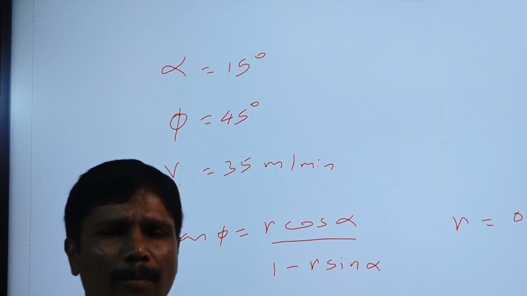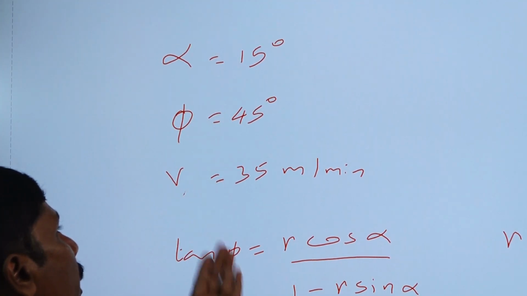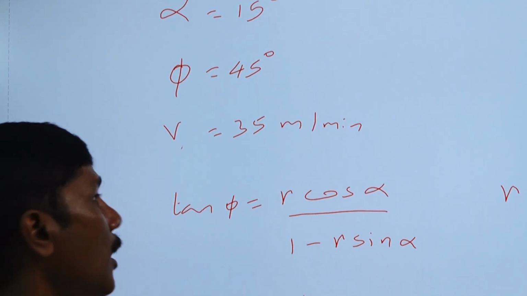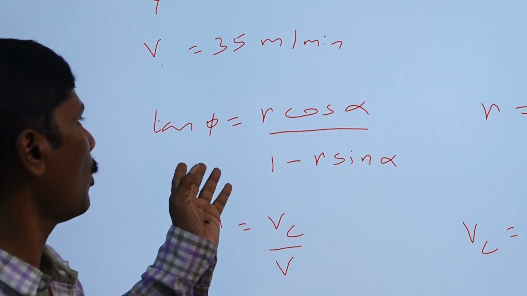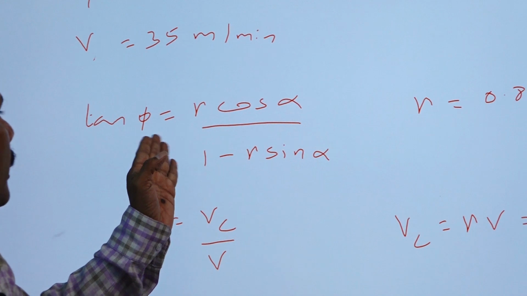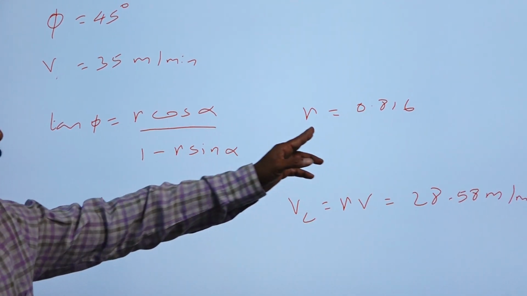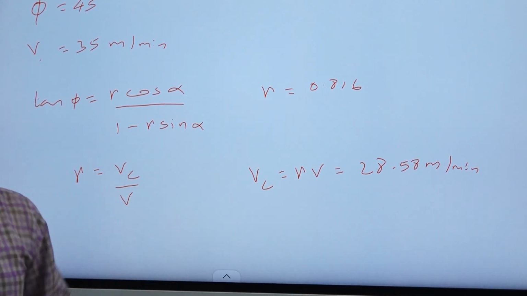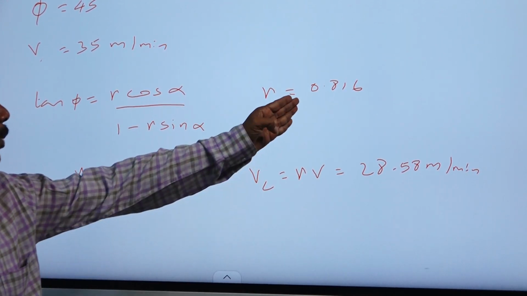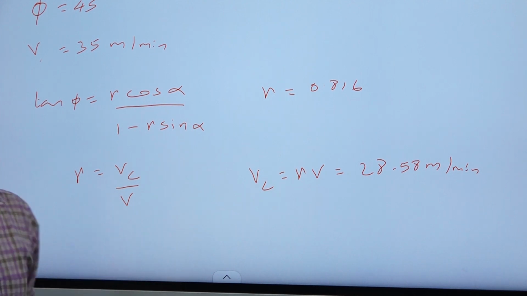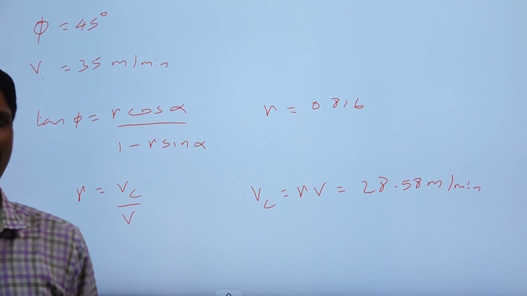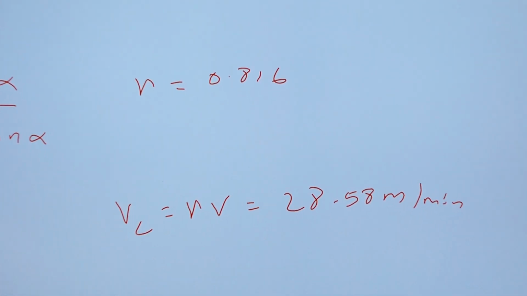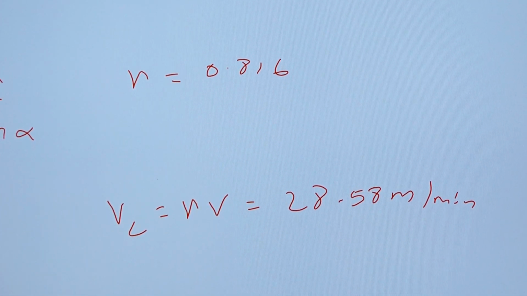This is a metal cutting problem. Alpha equal to 15 degree, phi equal to 45 degree, cutting velocity equal to 35 meter per minute. So these are the given data. They are asking about the chip velocity. Phi given, alpha given, we can find out r, that is r equal to 0.816. r is the ratio of chip velocity to cutting velocity. So chip velocity equal to r times the cutting velocity, that is equal to 28.58 meter per minute.